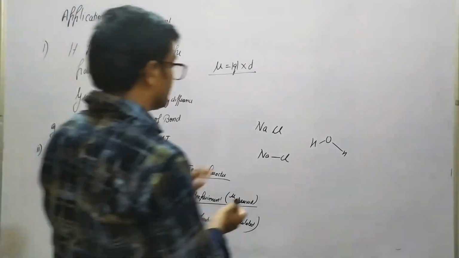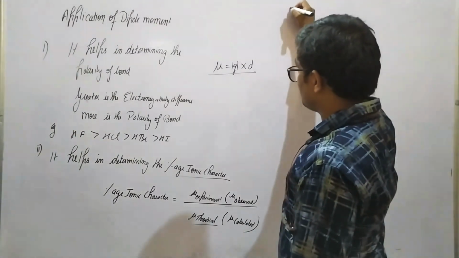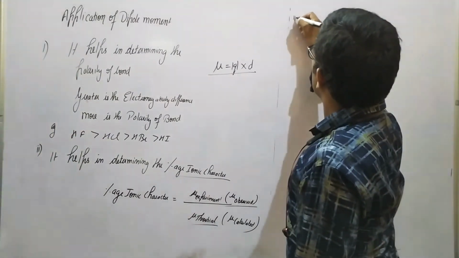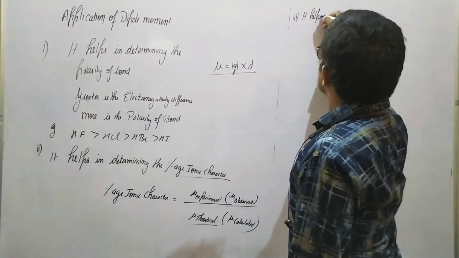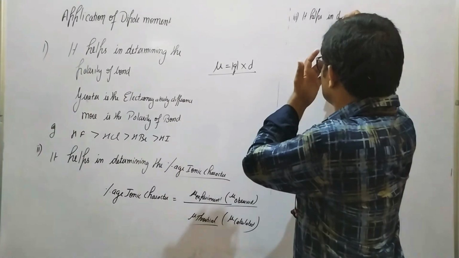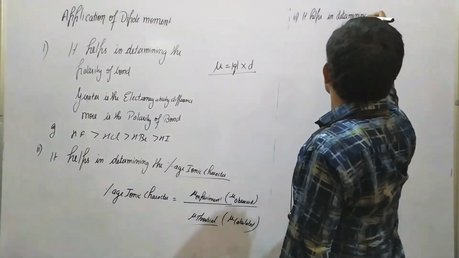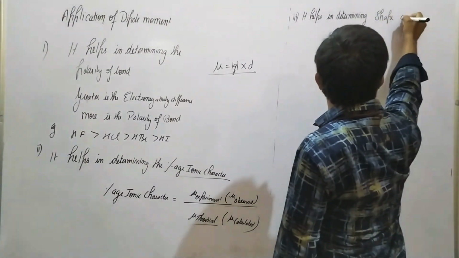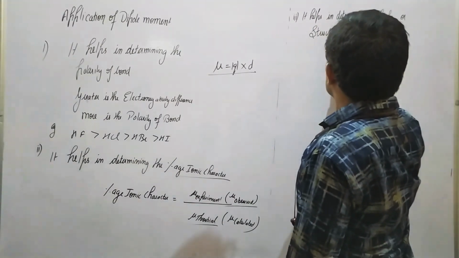It also helps in determining the shape or structure of the molecule, since we know there is always bond pair repulsion.